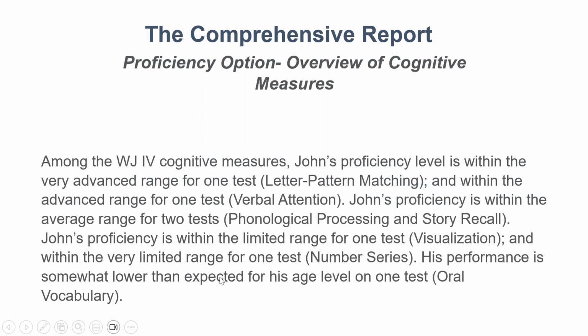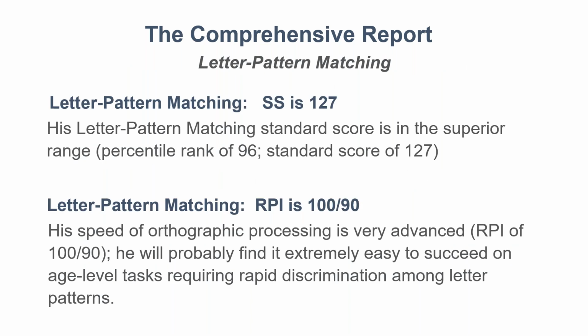So here's another example. Cognitive measures: John's proficiency level is within the very advanced range for one test. And again, it just basically restates those proficiency levels for John on those tests that were administered. And then here's an example comparing the two options.